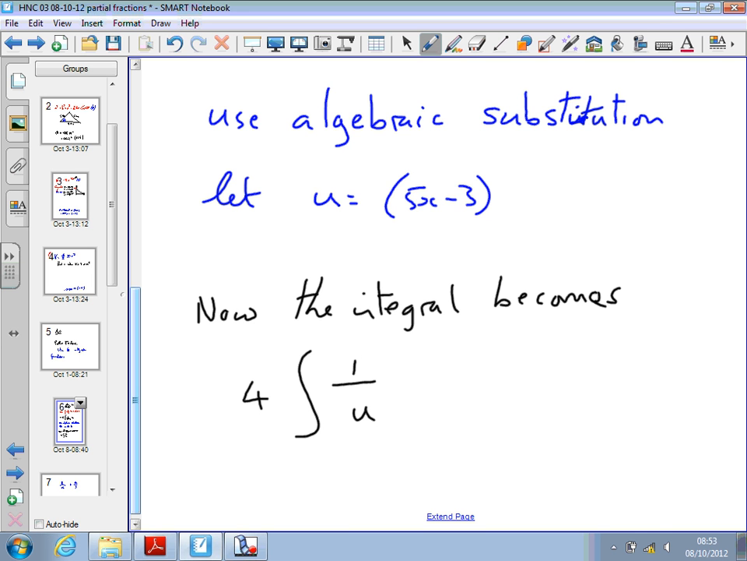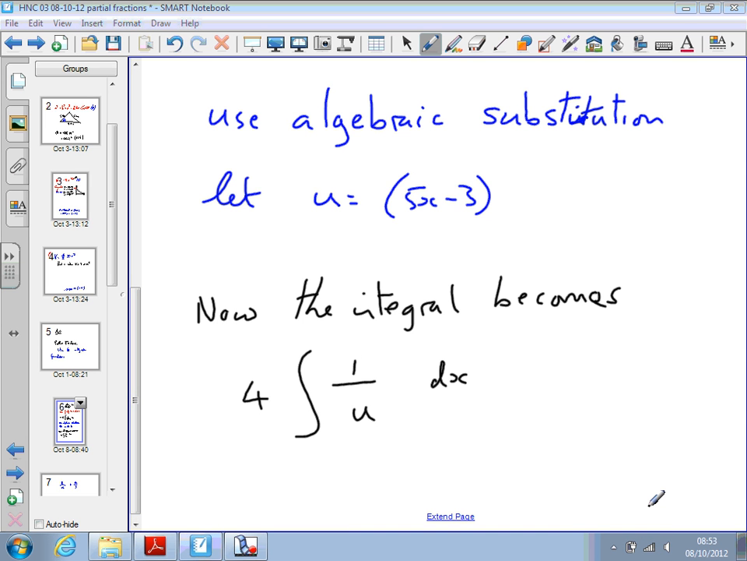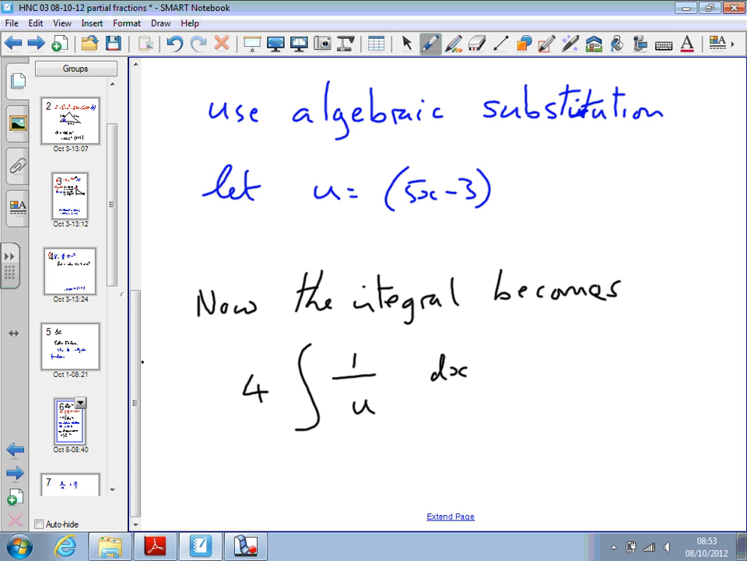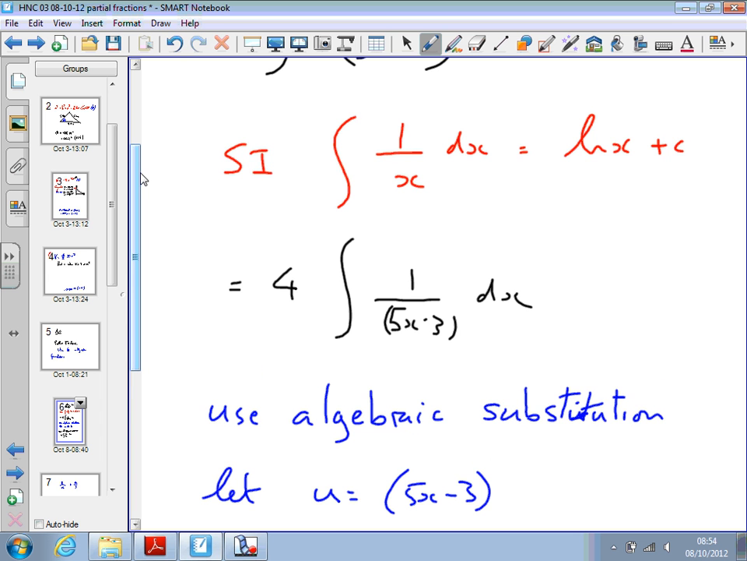The only trouble is it's still with respect to x. So I can't do this integral because I'm still integrating with respect to x. All I've done is substitute another letter to represent 5x minus 3. I still want to integrate with respect to x, so I can't do it. What I have to do is change my dx into du, and then I can integrate it. I want this to look like 4 times the integral of 1 over u du, and then it's just this standard integral here. The answer will be log u. So how do we do that?